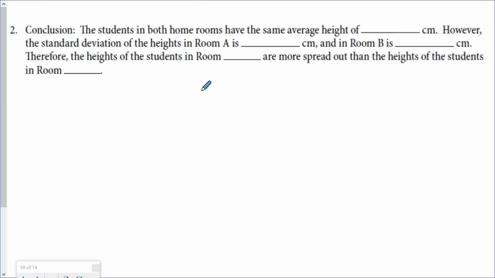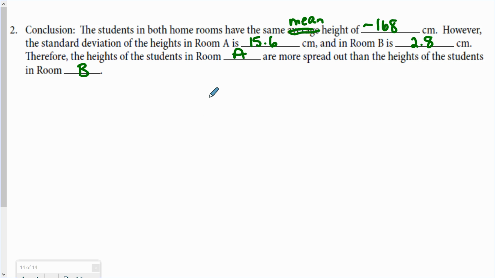So the conclusion that we can draw is the students in both homerooms have the same average, a mean height of about 168 centimeters or 167.5 centimeters. However, the standard deviation of the heights in room A is 15.6 centimeters and room B is 2.8. You can have the rest of the decimals if you want. Therefore, the heights of the students in room blank are more spread out. We know that more spread out is a higher standard deviation, so that would be room A is more spread out than the heights of the students in room B.